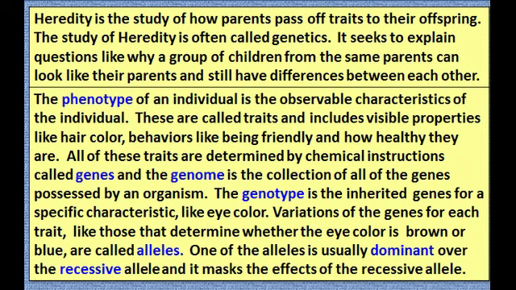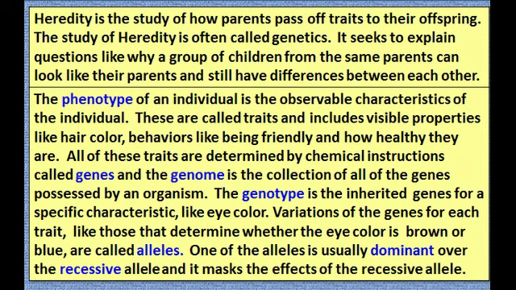The phenotype of an individual is the observable characteristics of the individual. These are called traits and include visible properties like hair color, behaviors like being friendly, and how healthy they are. All of these traits are determined by chemical instructions called genes, and the genome is the collection of all of the genes possessed by an organism.